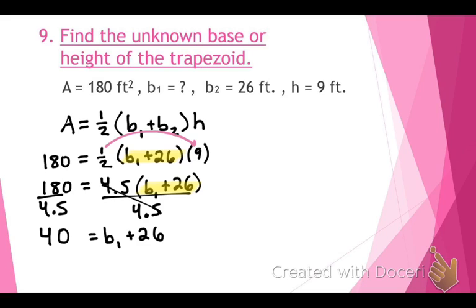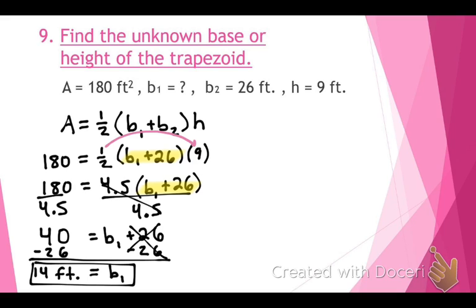How many of you have got this far? All right. How do I get B1 by itself? Subtract 26 on both sides. Quite a few people were trying to divide 26. Why should I subtract it? Because it's a positive number. This right here was a positive 26. I was adding 26, so you have to do the opposite, which is minus 26. So over here, this cancels out, which tells us our answer, base 1, is 14 feet.